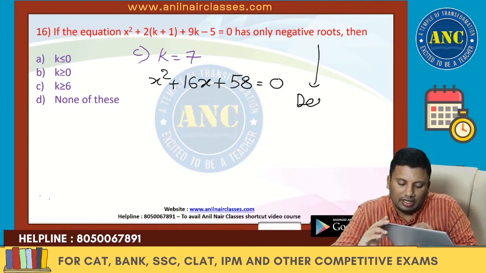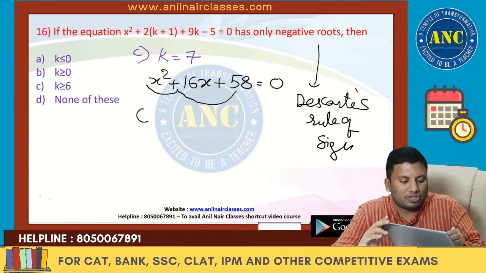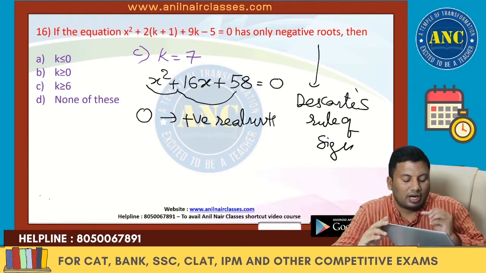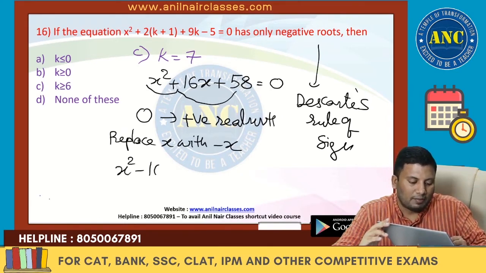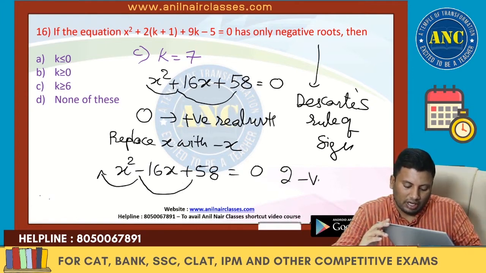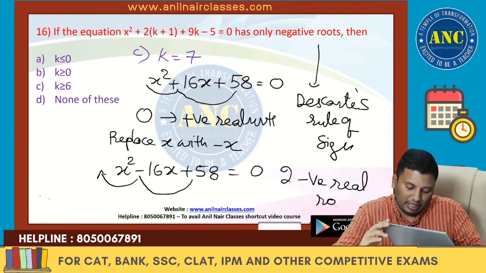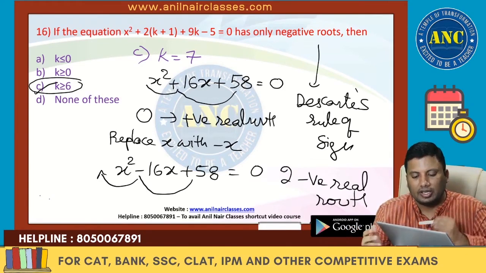Here you can use Descartes rule of signs. Positive to positive, positive to positive. 0 positive real roots. Suppose if I replace x with minus x, x square minus 16x plus 58 equivalent to 0. Positive to negative, negative to positive. That means 2 negative real roots are there. I want only this.